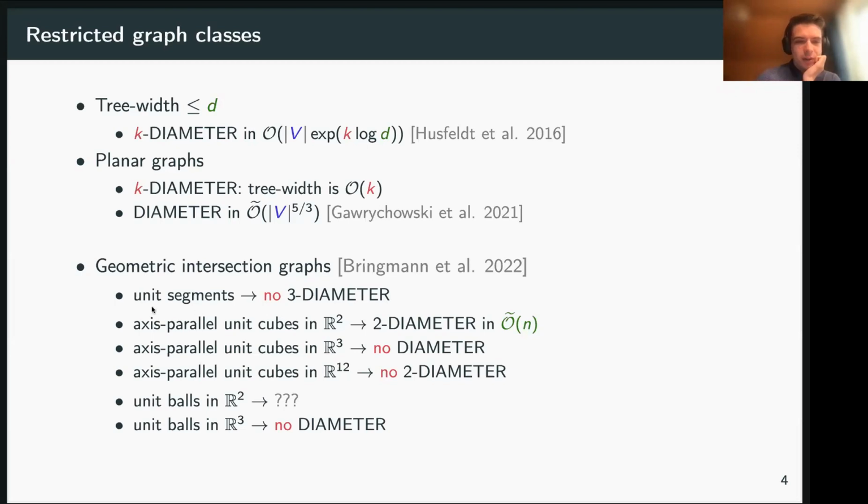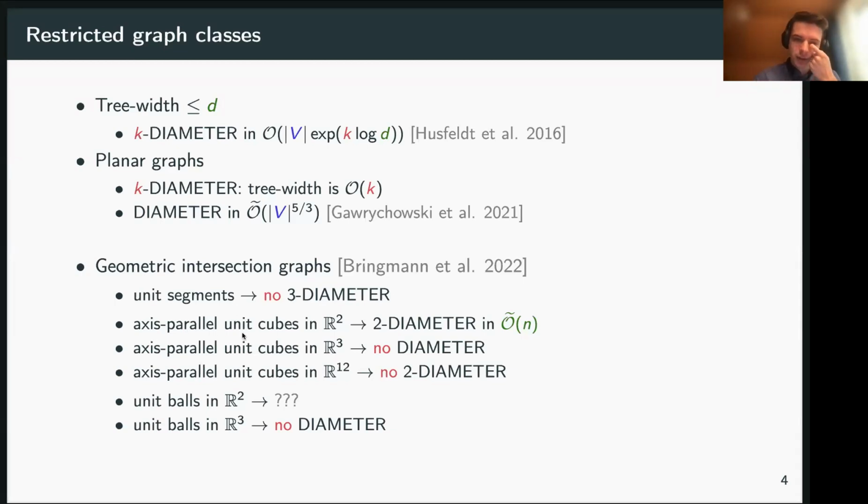So the first example is the unit segments intersection graph. What I mean here is we have segments of unit length. They can be rotated arbitrarily in the plane, and they are vertices of the graph. And two segments are connected by an edge if they intersect. Okay, so the standard definition. And actually, they proved that there is no subquadratic algorithm for 3 diameter in this case. We don't know about 2 diameter, but there is no subquadratic algorithm for 3 diameter, and it also rules out diameter computation, of course.